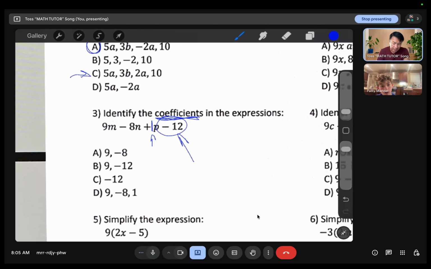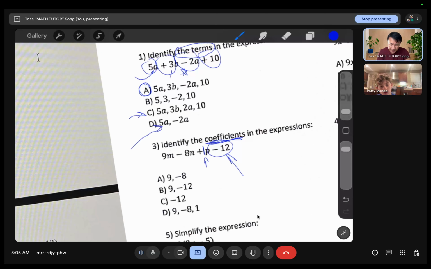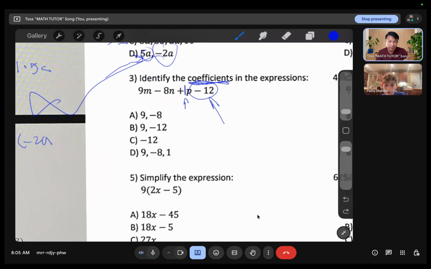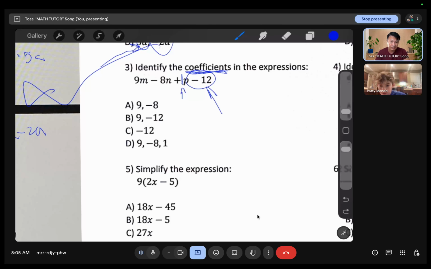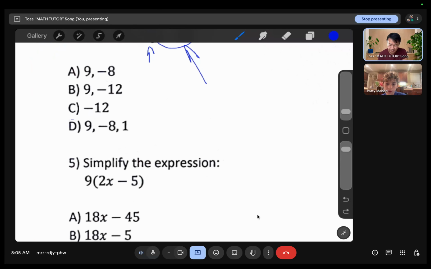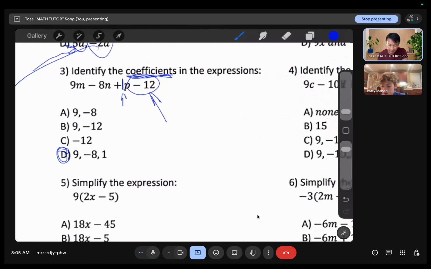Maybe that's not a good example. Even this 5a, there is a 1 times 5a. Even a negative 2a is a 1 times negative 2a. There's always something in front of it. So you always think it, because you need that 1 moving on. It's huge. It's one of the main things that you deal with in algebra all the time. Anyway, so it's D.